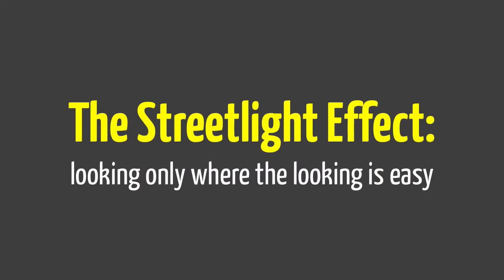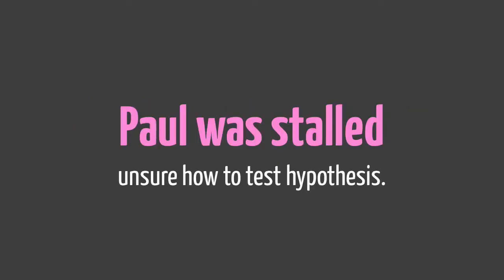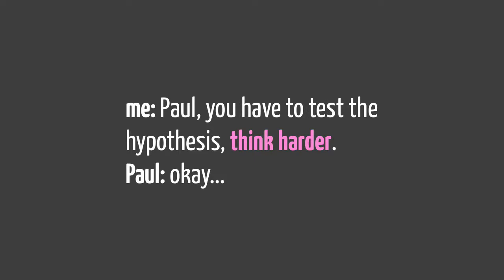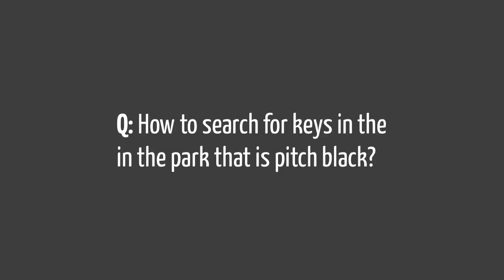People often look for the thing that they are looking for by looking only where the looking is easy. But this is a dead end if what you're looking for is elsewhere. In the previous story, Paul was stalled when he couldn't readily come up with a way to test the hypothesis that he came up with. And this is akin to Charlie not wanting to search for his keys in the park because it's too dark. When Paul came to me, all I had to do to get him to test his hypothesis was to make him think harder. And the same thing could be applied to Charlie's situation.